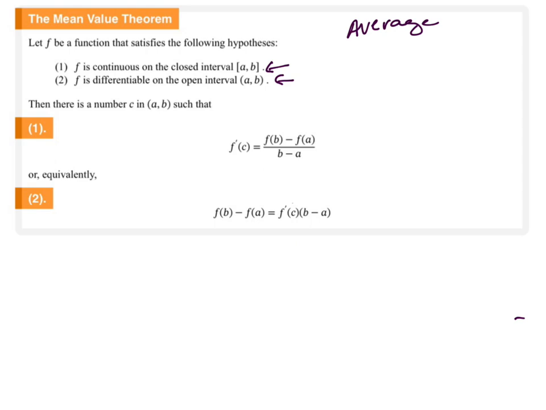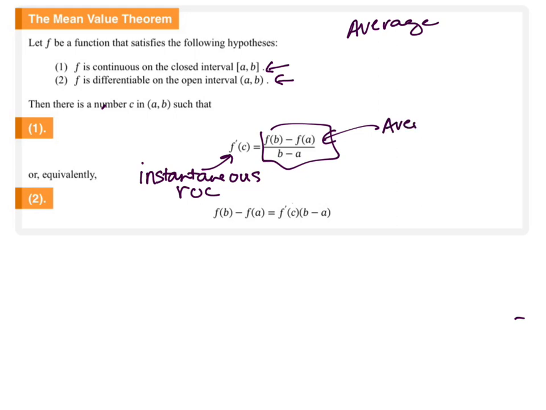now what is that? F prime of c. That is the derivative. That is the instantaneous rate of change. There exists a time where the instantaneous rate of change, and how was this guy? This is the slope, right? Secant line slope. y2 minus y1 over x2 minus x1. The average rate of change, there is some point in time where these two numbers are equal.